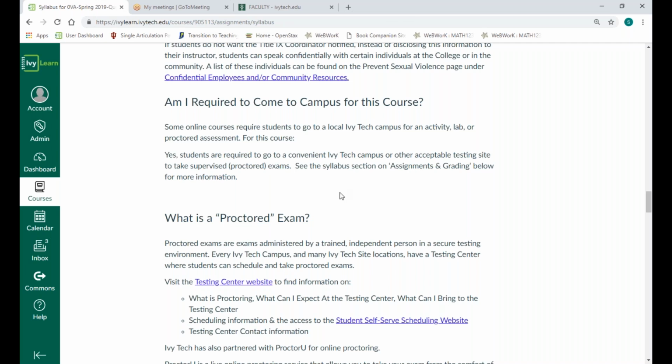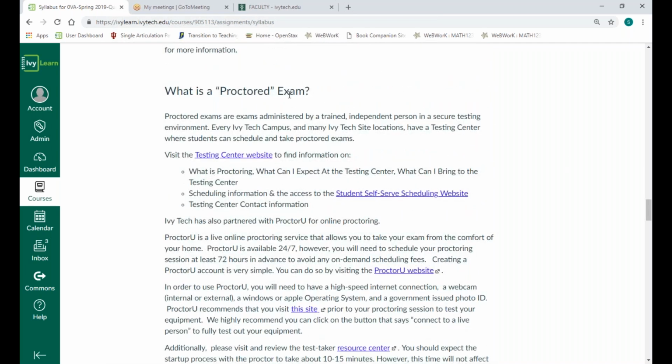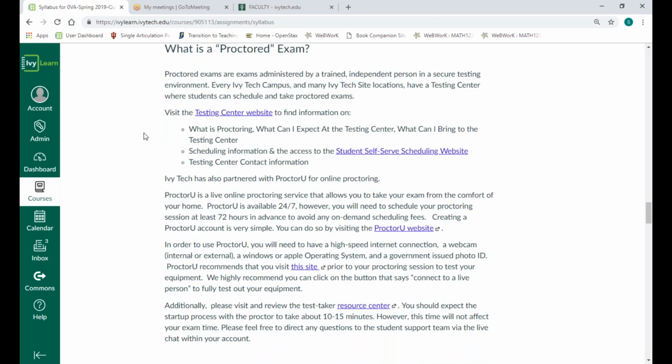and you need to take it another time, we have something that we pair with, and that's called ProctorU. So here's information on proctored exams. Okay. Like I said, I'd say 95% or more take it at an Ivy Tech site. They'll set up their exam time.